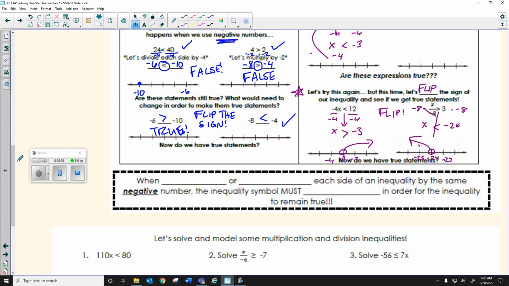So all in all, the big thing that you have to remember, the only thing that's sort of different than equations is whenever you multiply or divide each side of a number by a negative number, the inequality symbol must flip. It must for it to stay true.